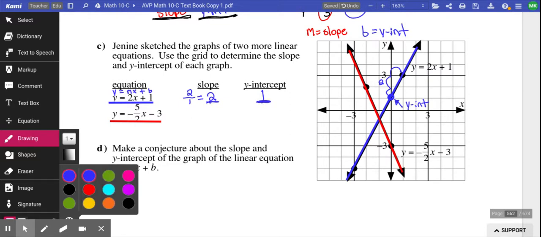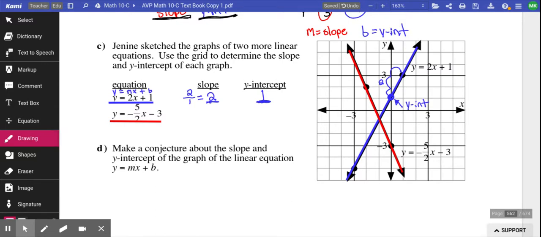So if I look at the red line, I don't even need to look at the graph, and I can tell you what the slope and what the y-intercept is. The slope will be my m value. The m value is negative 5 over 2. And the y-intercept is the b value. In this case, the b value is negative 3. So this red line should have a y-intercept of negative 3. It does. And a slope of negative 5 over 2. 1, 2, 3, 4, 5. 1, 2. Negative 5 over 2. It works.